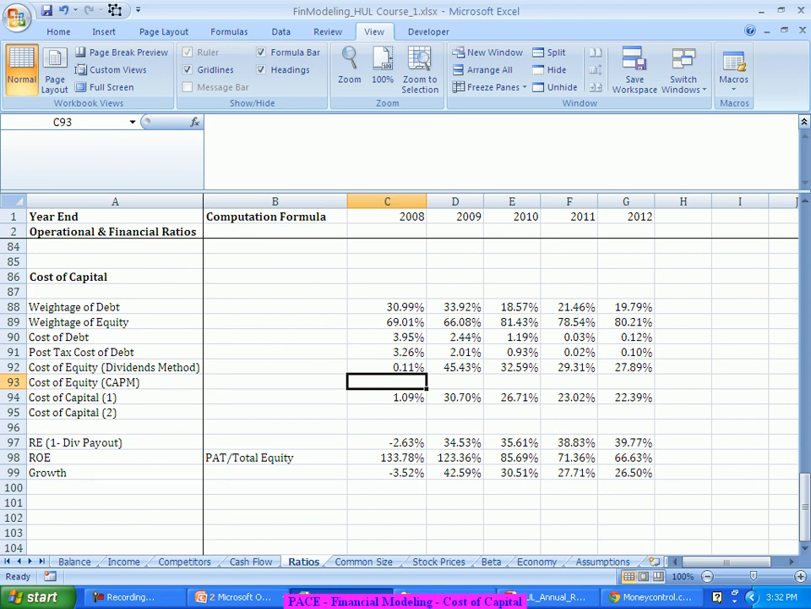So security is your HUL prices. Market is Sensex or Nifty. Using this formula, you can arrive at the beta. Put this beta here, you will arrive at the cost of equity. And again, based on that, you can find out the cost of capital. So let's look at that process.